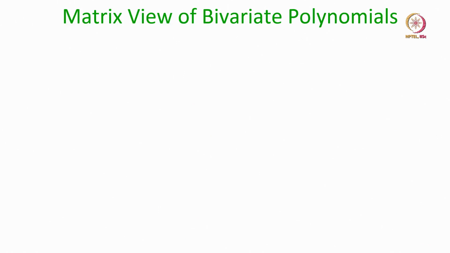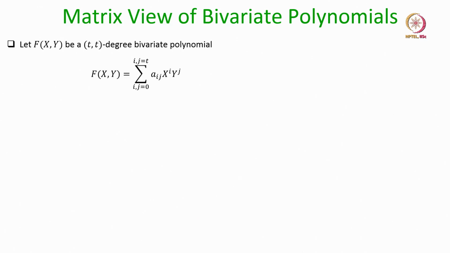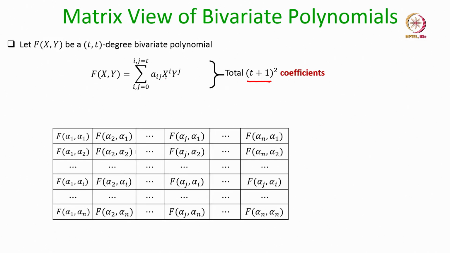Now, let us also consider another property of bivariate polynomials here, namely the matrix view of the bivariate polynomials, which will later be useful when we will discuss the VSS schemes. So, imagine you are given a bivariate polynomial of degree t in both the variables. How many coefficients are there in this polynomial? There are total (t plus 1) square coefficients, because i ranges from 0 to t and j ranges from 0 to t.